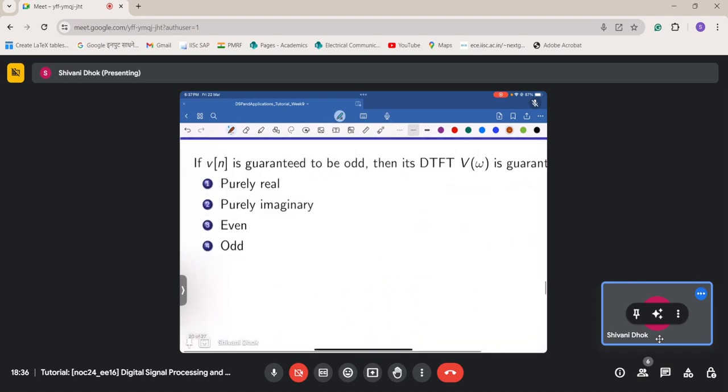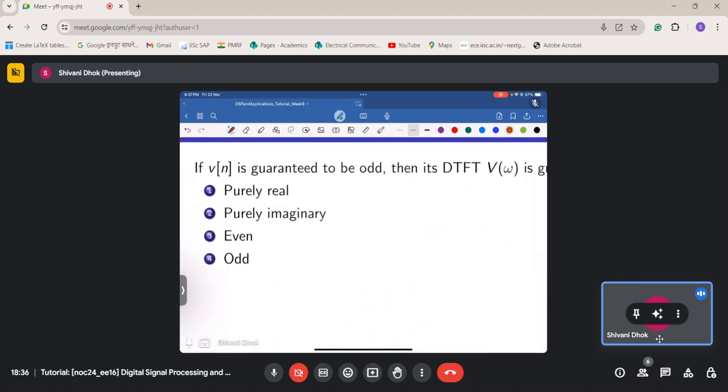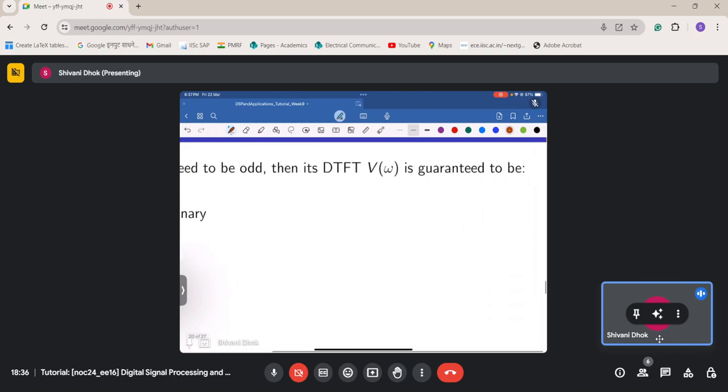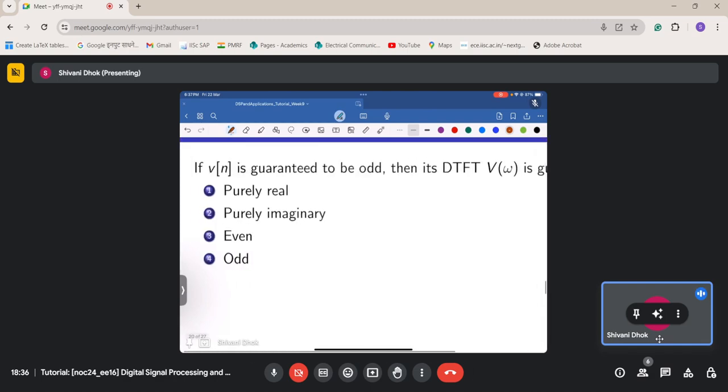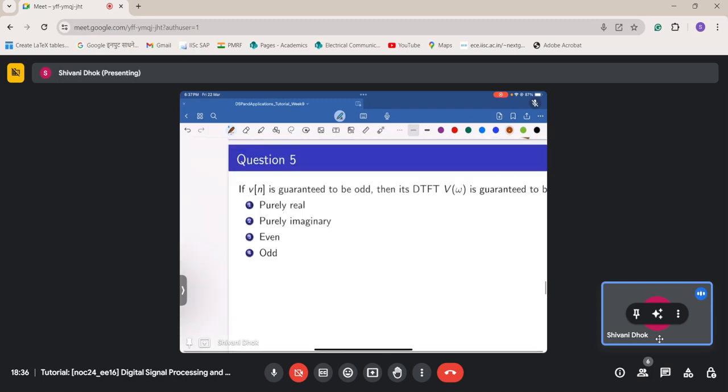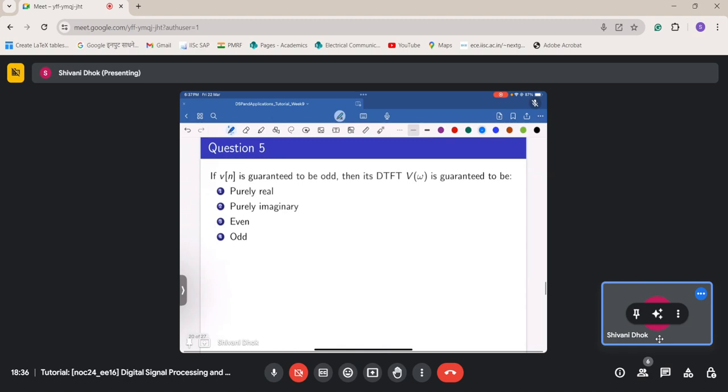Yeah. So the next question says that if v of n is guaranteed to be odd, then its DTFT v of omega is guaranteed to be option 1 purely real, option 2 purely imaginary, option 3 even, option 4 odd. So now let us try to figure out what we are having. What is given to us is v of n is an odd function, which means that v of minus n is equal to minus of v of n. This is by definition of odd function.